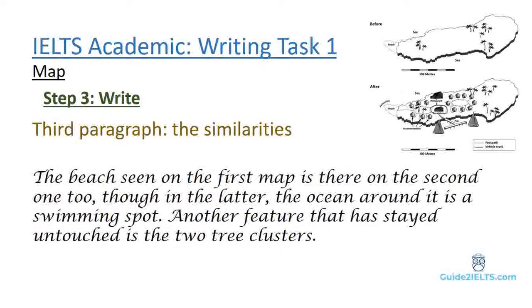Paragraph 3. I usually prefer to write what has remained unchanged before I write about the changes. So, the beach scene on the first map is there on the second one too, though in the latter, the ocean around it is a swimming spot. Another feature that has stayed untouched is the 2 tree clusters. Next, we list out the changes.